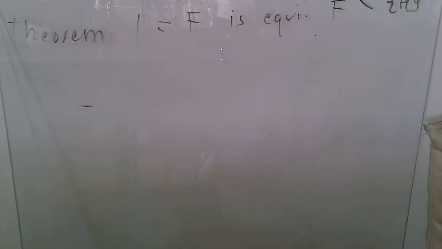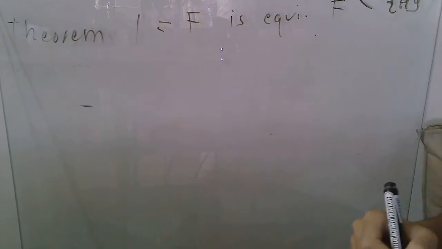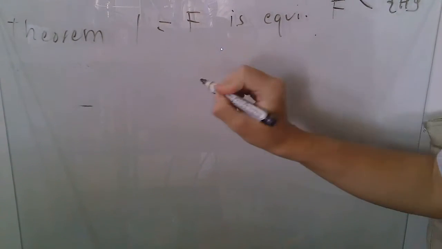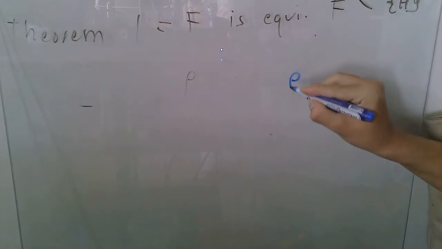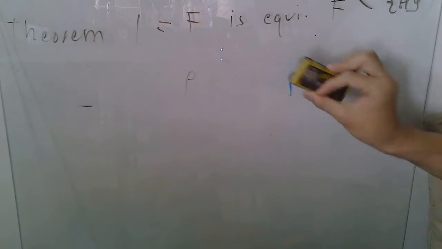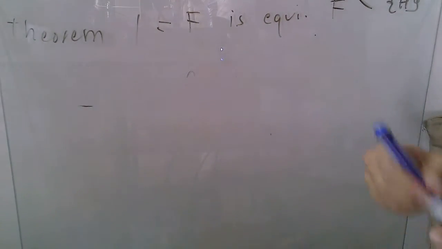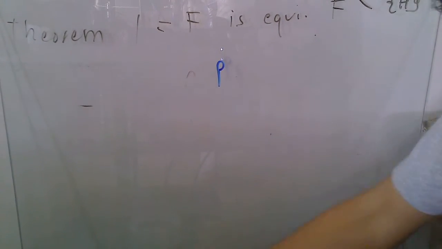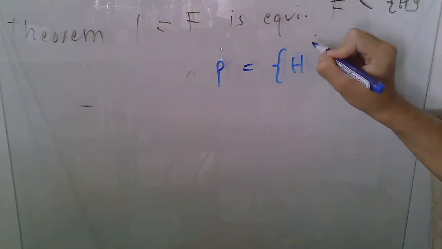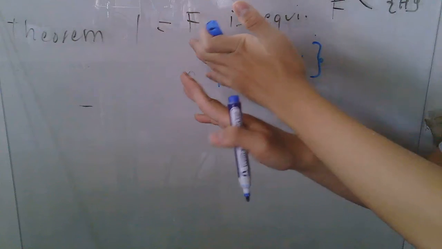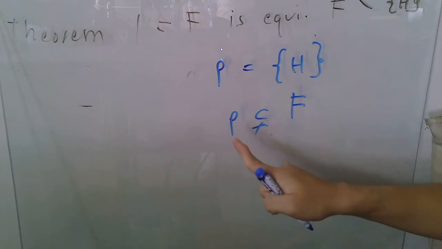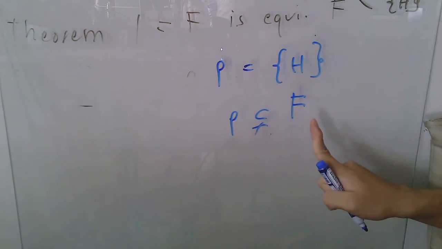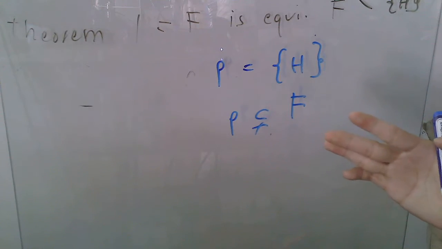To begin the proof, let's consider a set that contains H. Oh, my markers are not that good nowadays. Let's denote it by rho, a set that contains H and is contained entirely inside F. So rho is a proper subset of F. I say proper subset because rho cannot be the entirety of F. Just some restrictions so that we don't run into some problems.